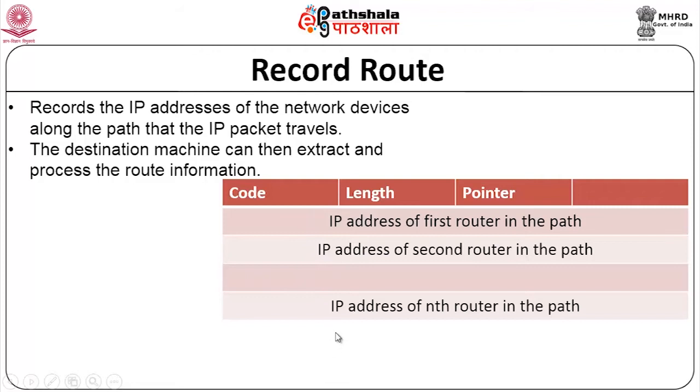Now what is the purpose of this? Basically it is to find out what route your packet is taking, and the destination machine can extract this complete route information, process it, and take whatever decisions are required.